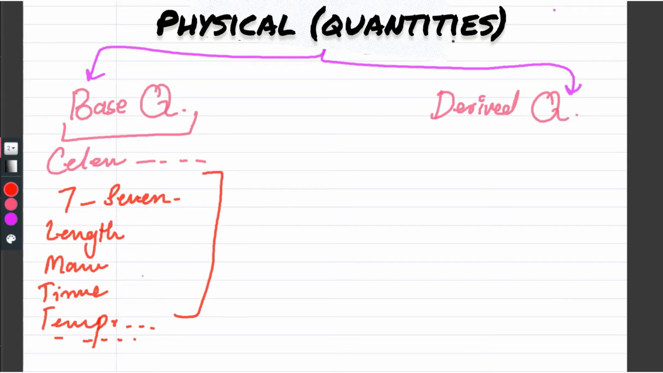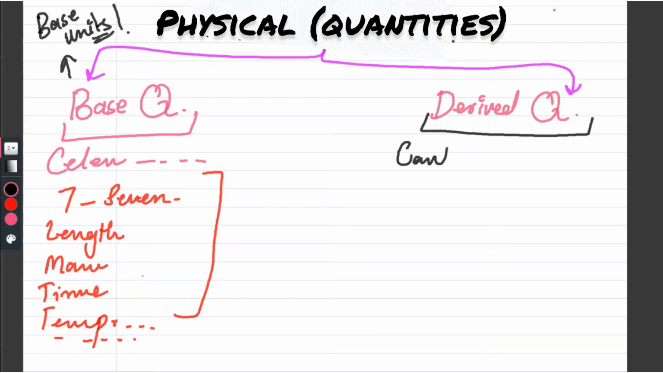Base quantities. So do you agree, as I told you, that all the physical quantities have units? So can I say that the units of these base quantities will be base units? Makes sense, because they are base quantities, so their units should be base units, isn't it? Derived quantities, as the word derived, the meaning is hidden inside the word. Derived quantities are those quantities which are a combination of base quantities.